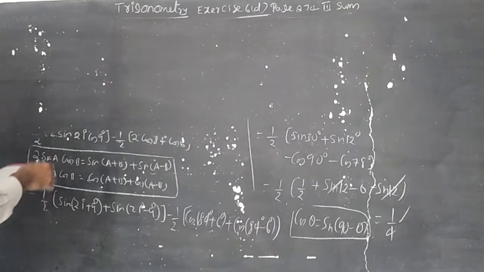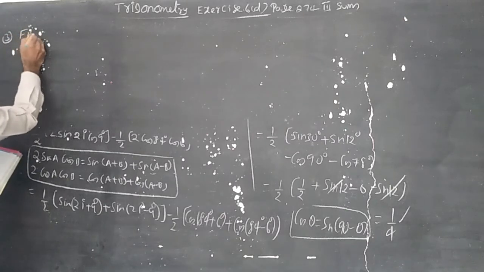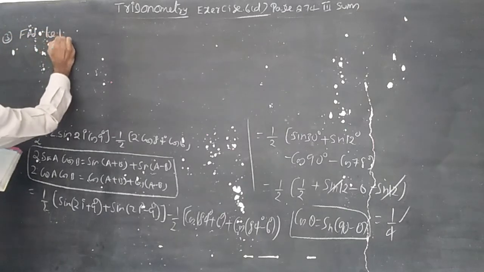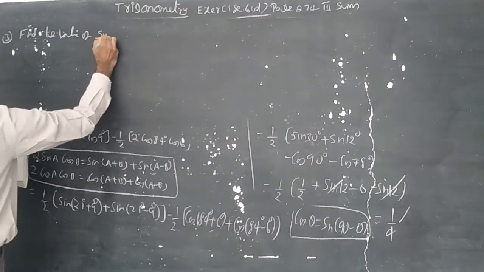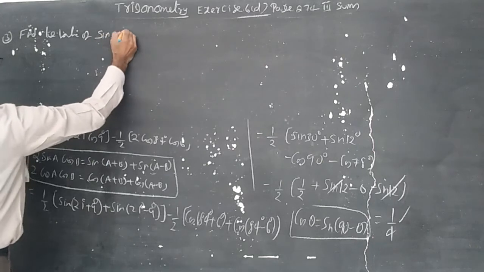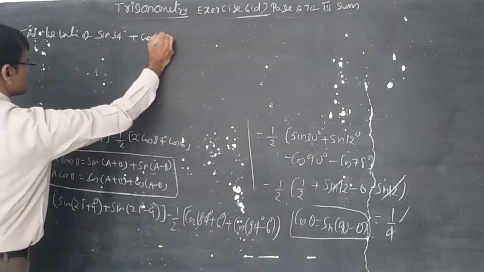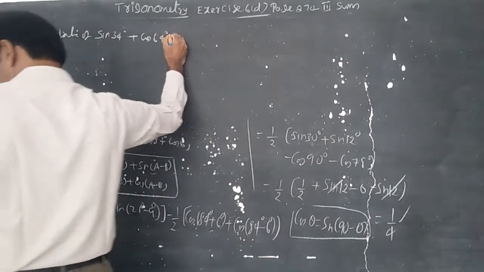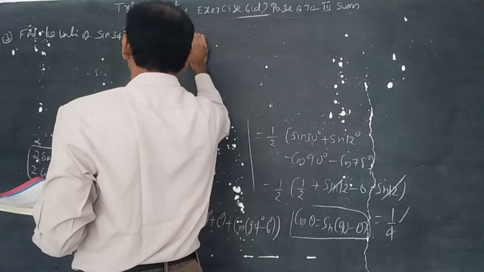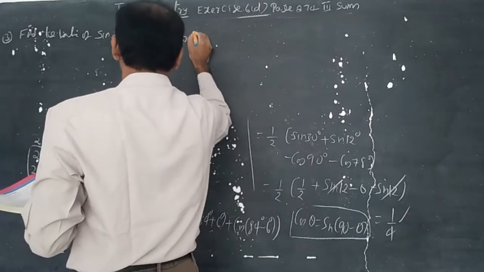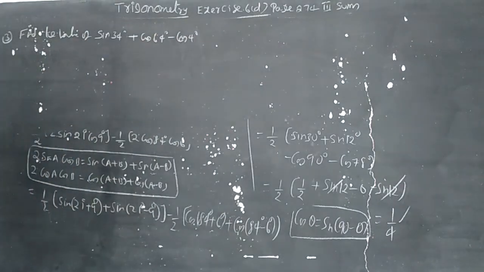Now the third question. Find the value of sin 34 degrees plus cos 64 degrees minus cos 4 degrees.